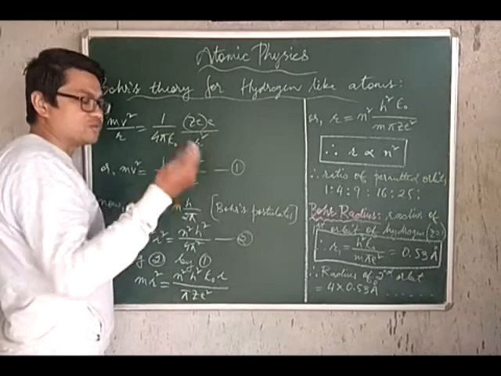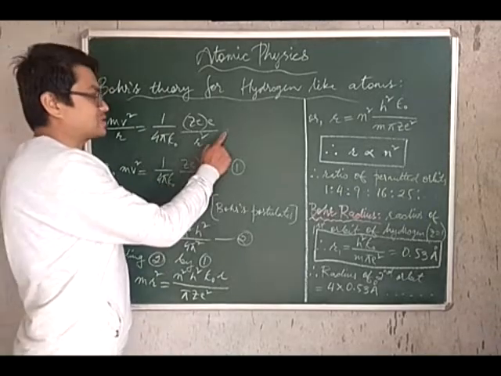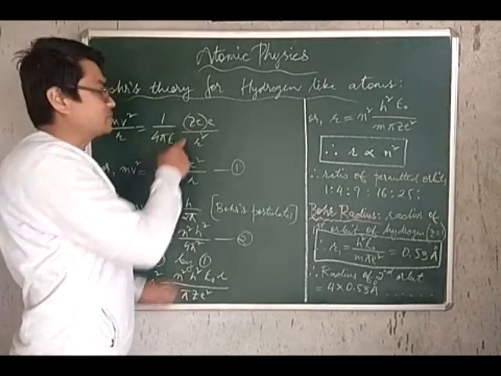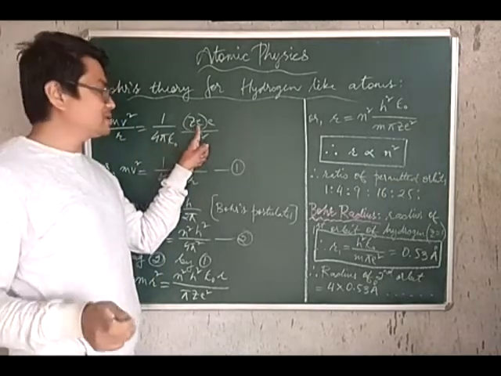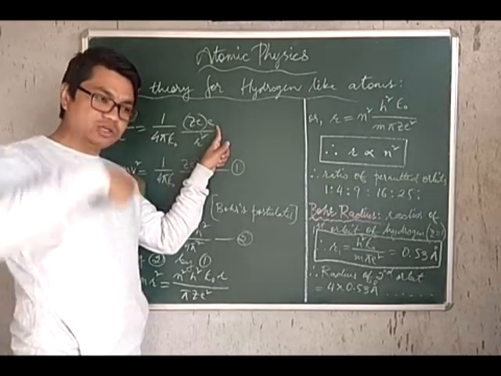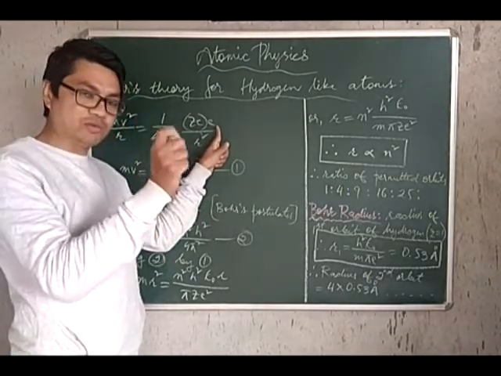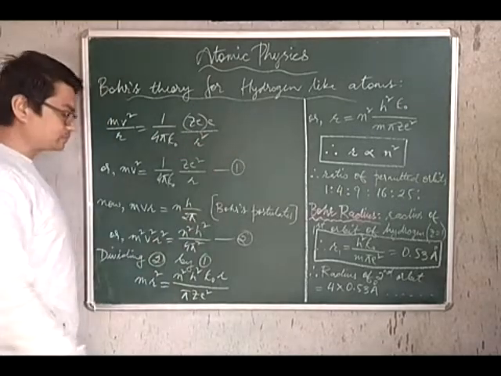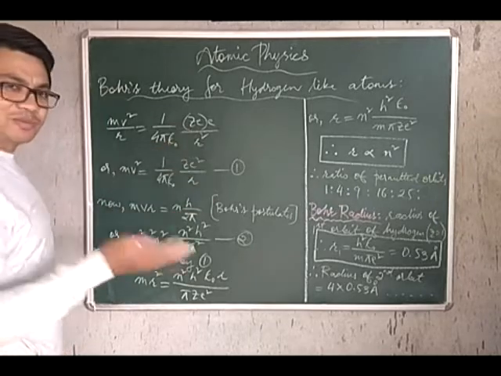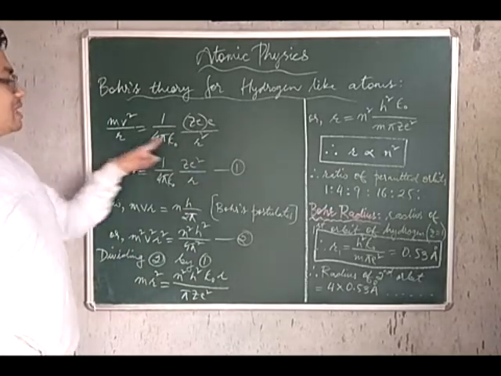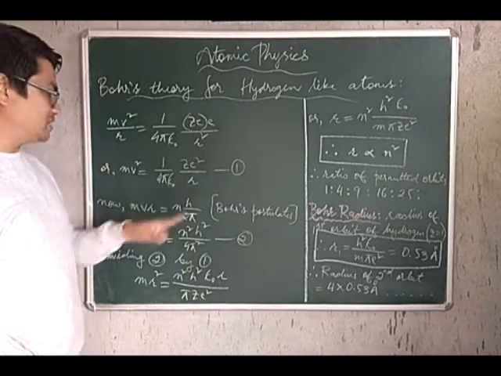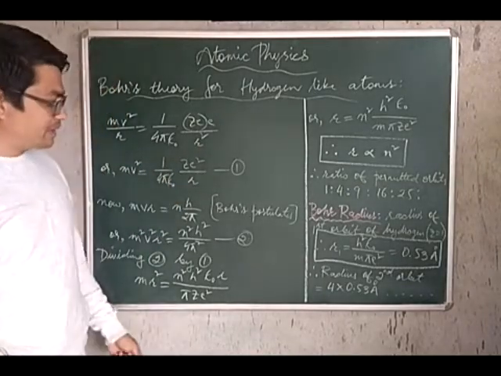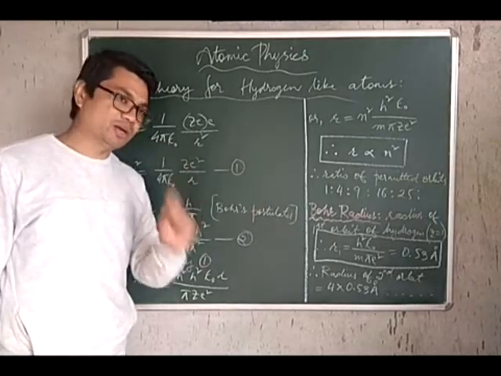And the right hand side comes from Coulomb's law, that is the electrostatic force, 1 by 4 pi epsilon naught, Ze is the charge of the nucleus, and e is the charge of the electron going round the nucleus, the electron that you are focusing on, divided by r squared, the radius squared. Simplifying, you can do the mathematics yourself. This r and one of the r's from here divide each other out, and we get mv squared is equal to 1 by 4 pi epsilon naught, Ze squared by r. That is our equation number one.